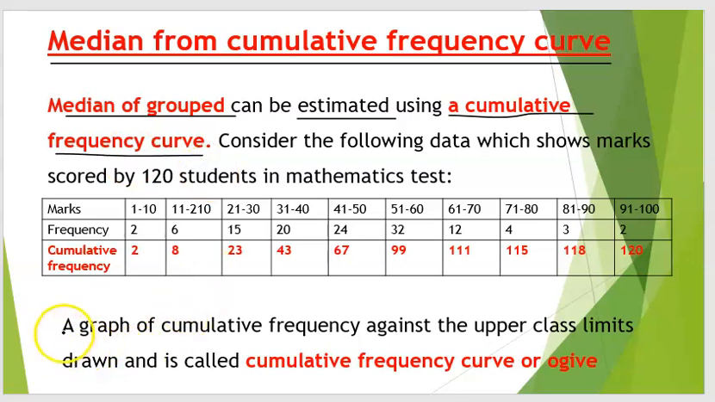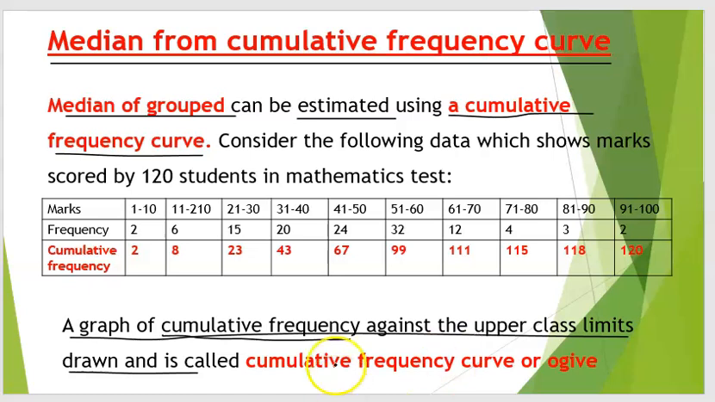And I've defined what a cumulative frequency curve is: a graph of cumulative frequency against upper class limit. In other words, on the y-axis, we usually put the cumulative frequency, and on the x-axis, we put the upper class limits. That particular curve where we have the cumulative frequency drawn against the upper class limit is what we refer to as the cumulative frequency curve, or sometimes the ogive. It looks like an extended S.